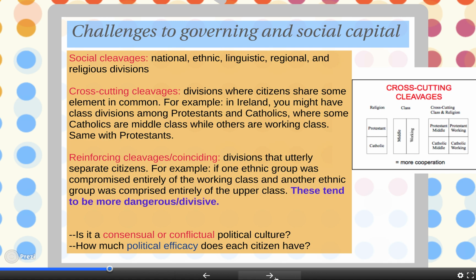And you want to think about this idea of political efficacy. You know, how much do individuals think that they have a say in their government? How much do they believe that they have a voice or a role in creating change in their government?